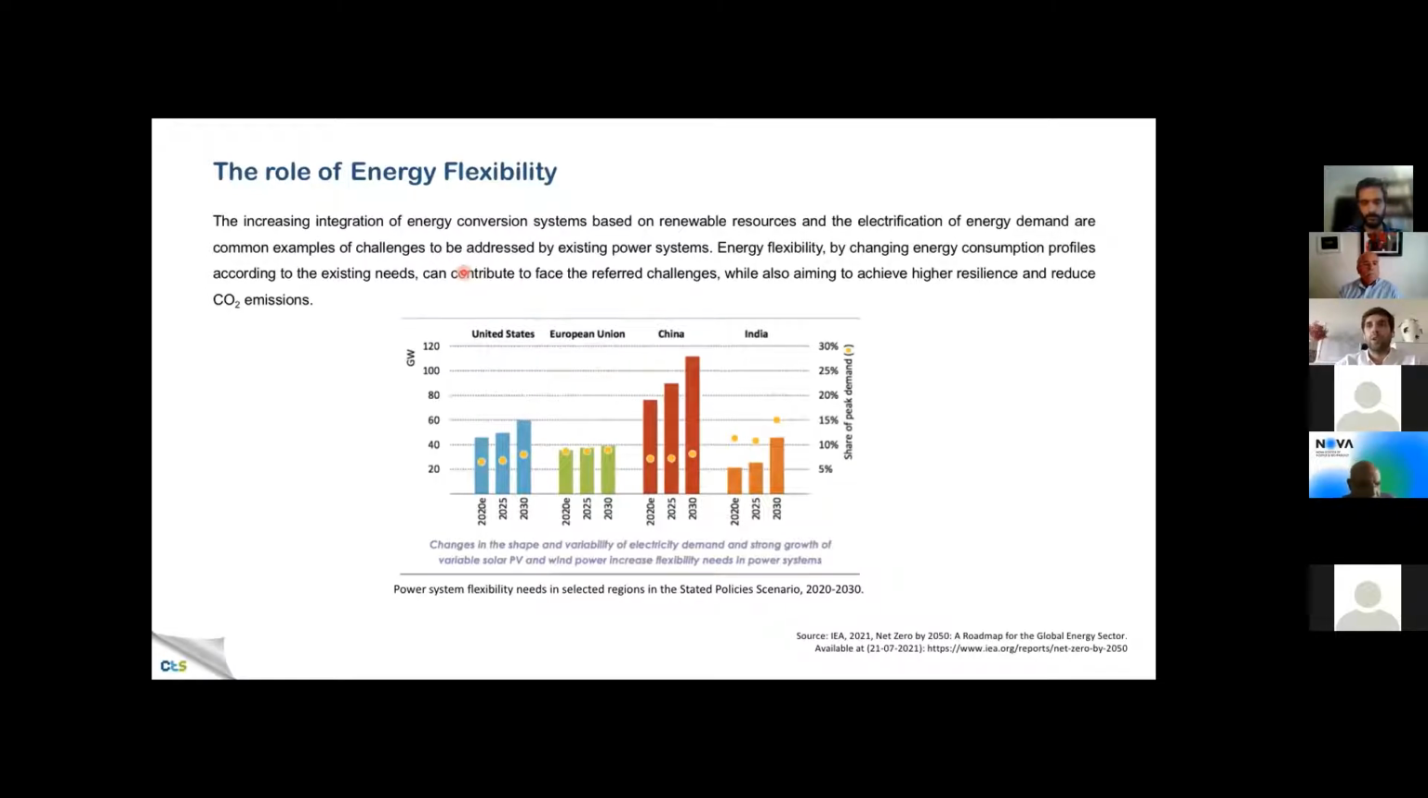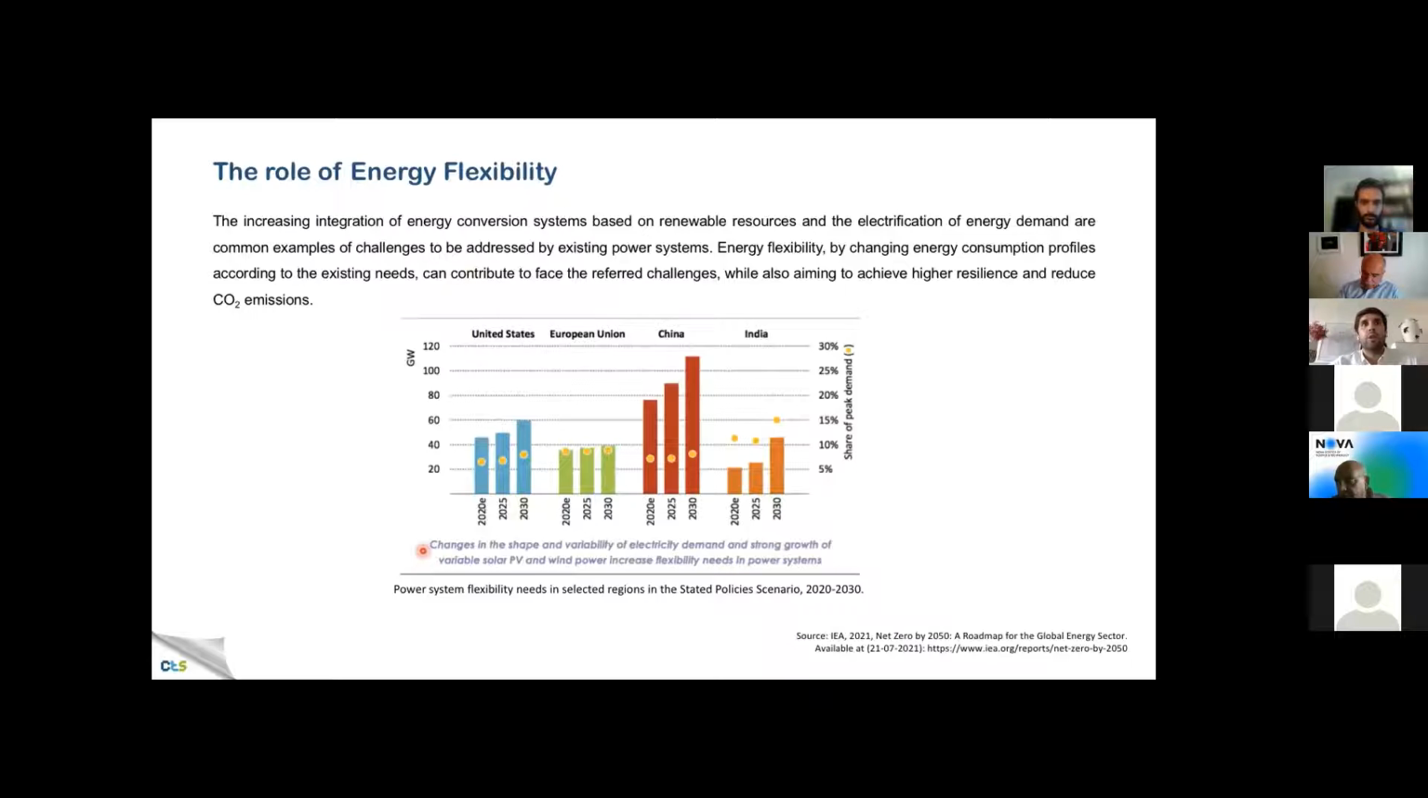So we should be flexible also to decrease consumption when CO2 is higher and increase when CO2 is lower. But this, of course, is the best scenario. So given these changes, flexibility can be found on both the supply and the demand side of power systems. Our group is conducting research focused on demand side flexibility.